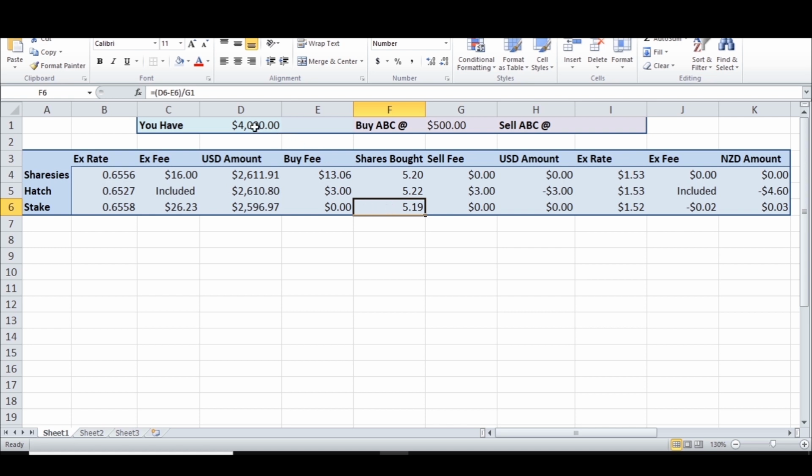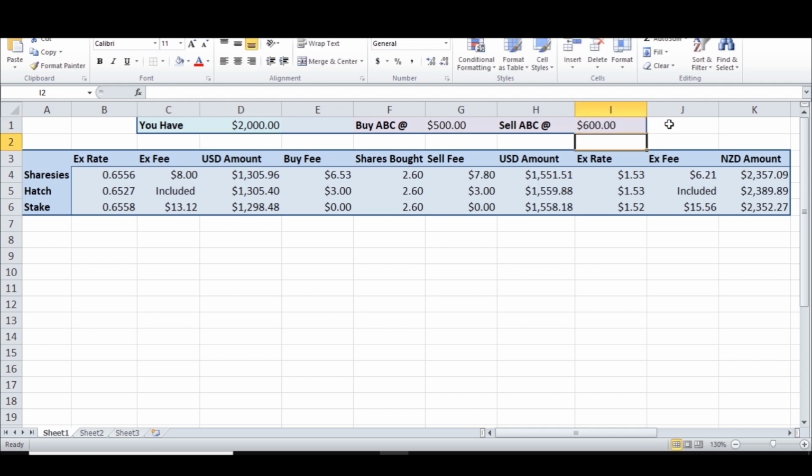Now, if we go and put just $500 more into our example, you will see the difference. The amount of shares that you own gets even bigger. Anyways, let's come back to our $2,000 example. Hit enter.